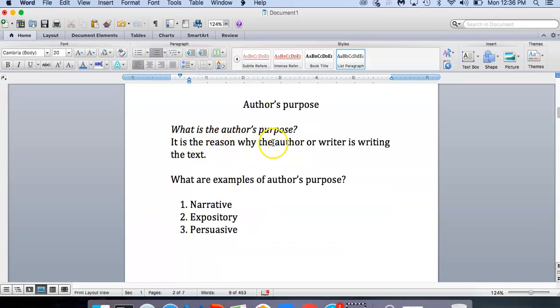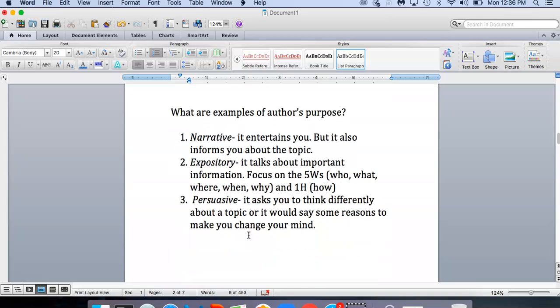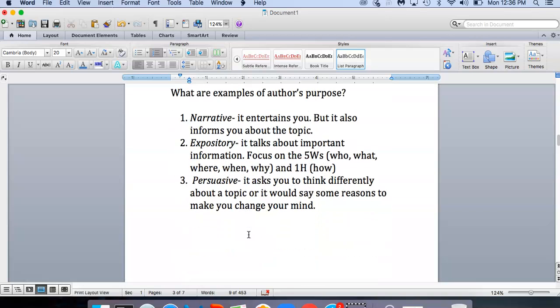What is the author's purpose? It is the reason why the author or writer is writing the text. And what are examples of author's purpose? So we have narrative, expository, and persuasive. So I'll give you guys definitions and some examples, okay?